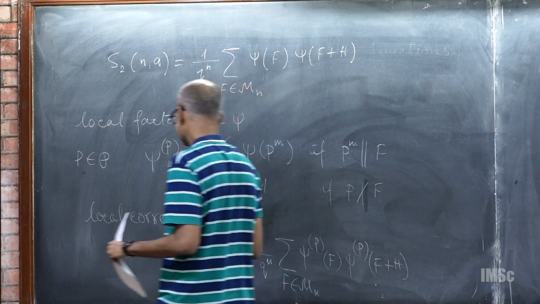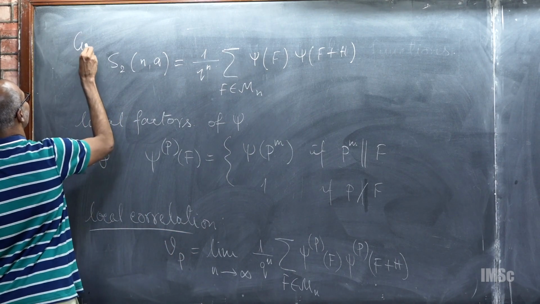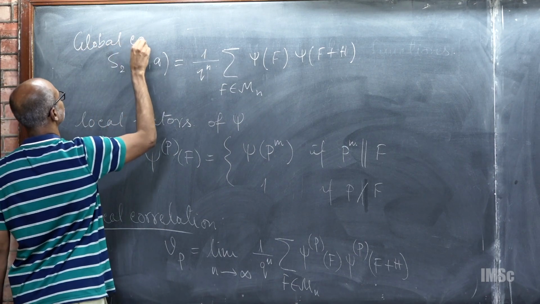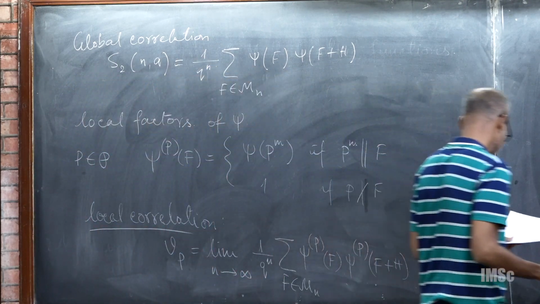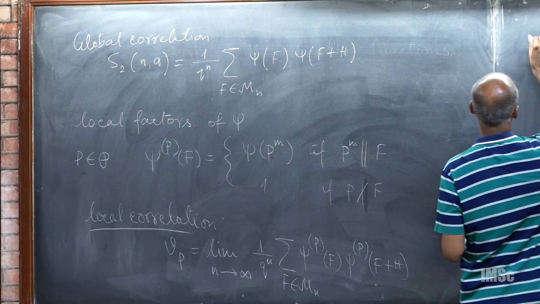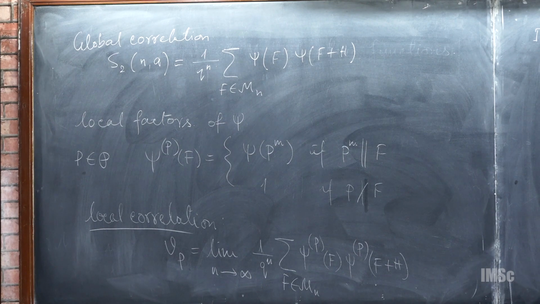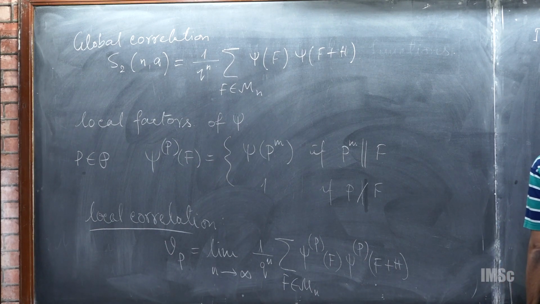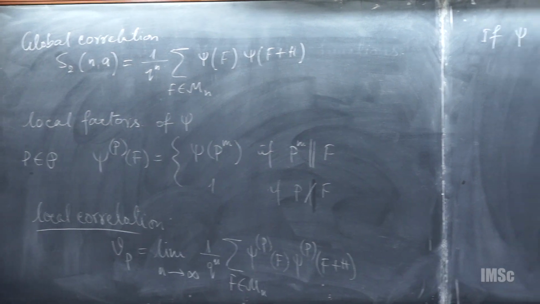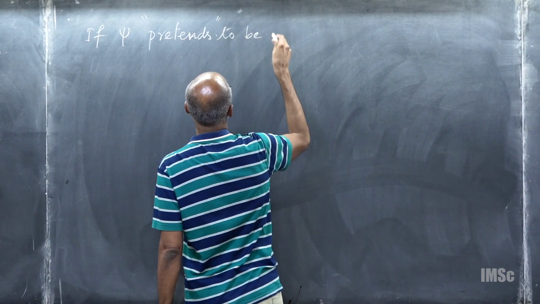Yeah, so this is local correlation. To put it in a nicer language, I can call it global correlation, and then relate them. So if the multiplicative function pretends to be... the definition of pretentious is just the same. So the distance goes to... I'll write it down: it pretends to be 1.